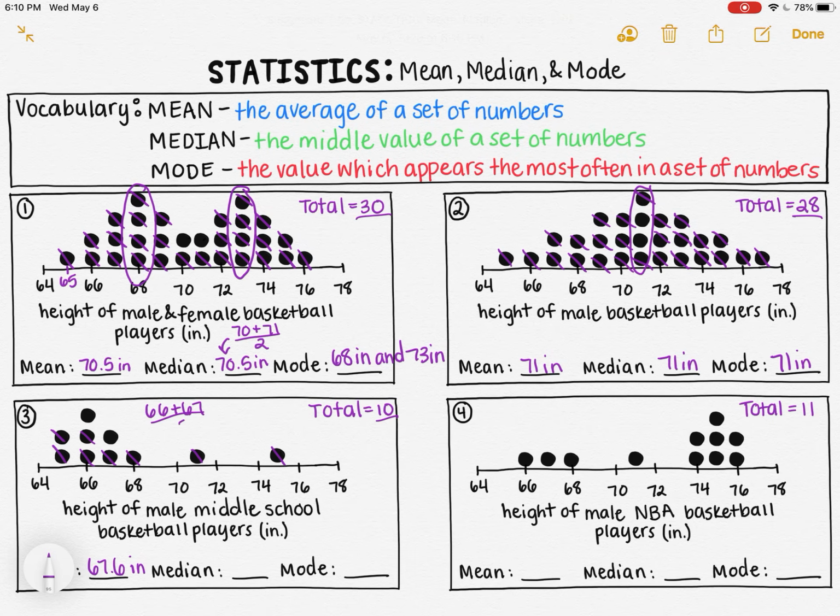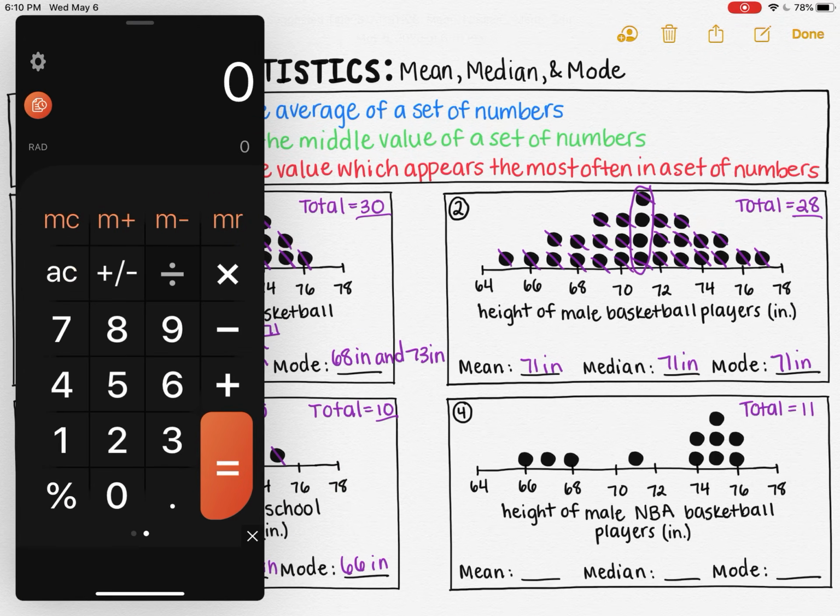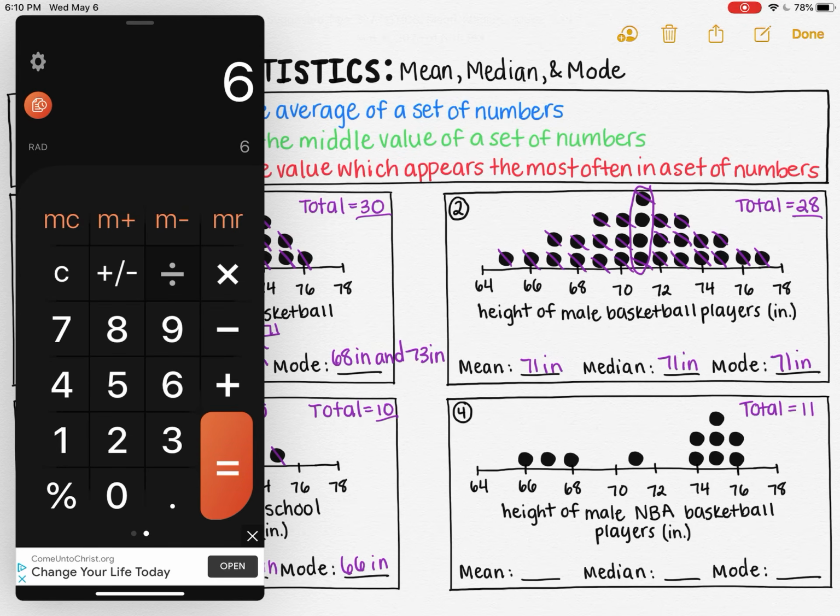So we have one of the dots is at 66 and one is at 67. So you can do in your calculator 66 plus 67 divided by 2. Or you know that since we're exactly in between 66 and 67, that's going to be 66.5 inches as our median. Now our mode is our peak, or the value with the most dots, which is 66 inches.